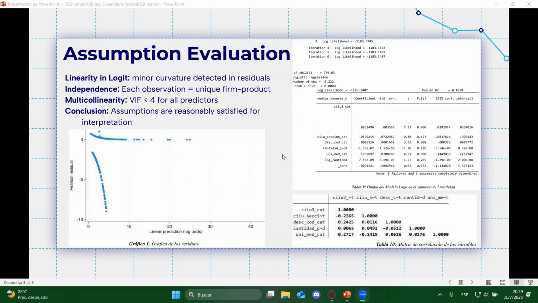In evaluating assumptions, we verify three key conditions. First, we check linearity and found no non-linearity. Second, independence is met, since each observation is a unique company and product. Third, we test multicollinearity using VIF, and all values were below 4, so there is no significant multicollinearity.